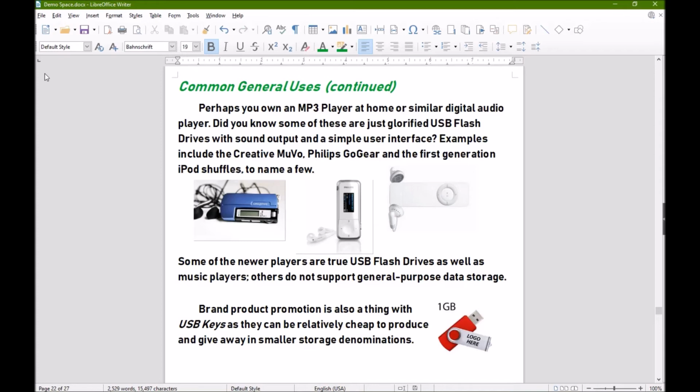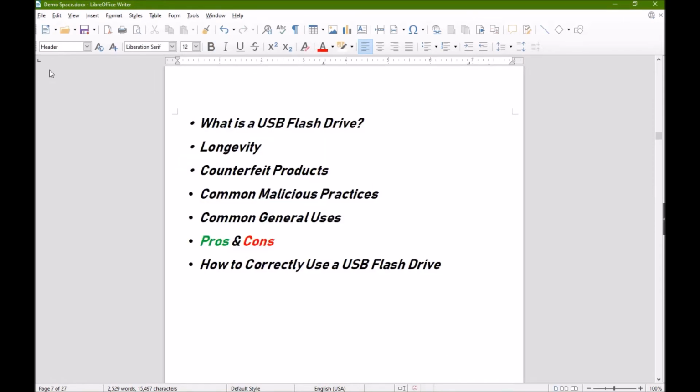Brand product promotion is also a thing with USB keys, as they can be relatively cheap to produce and give away in smaller storage denominations. I know that was a lot to take in, so let's quickly summarize the pros and cons.